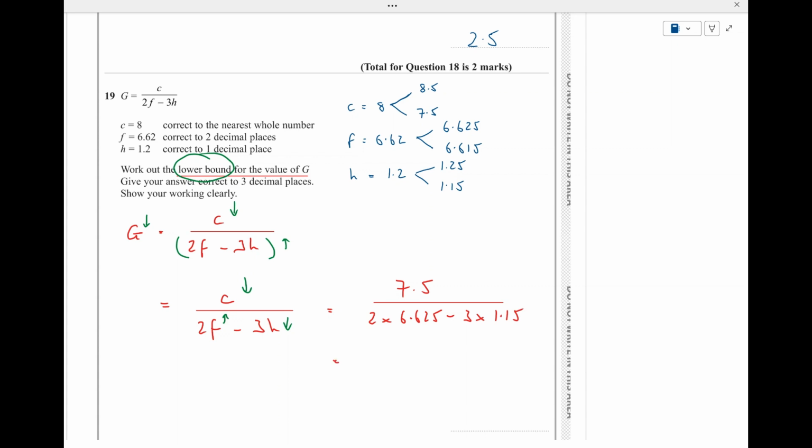And now I can put that into my calculator. 7.5, using the fraction button, over 2 times 6.625 minus 3 times 1.15, equals, and I get the answer 0.7653 and so on. It wants the answer correct to 3 decimal places, 0.765, and that is question 19 sorted.